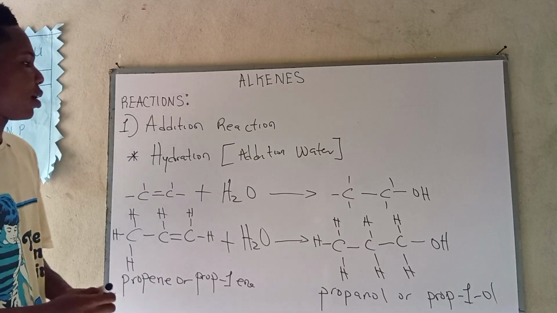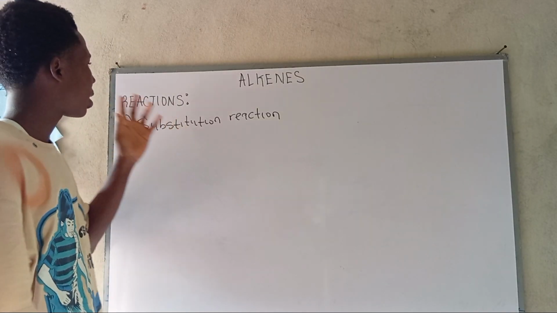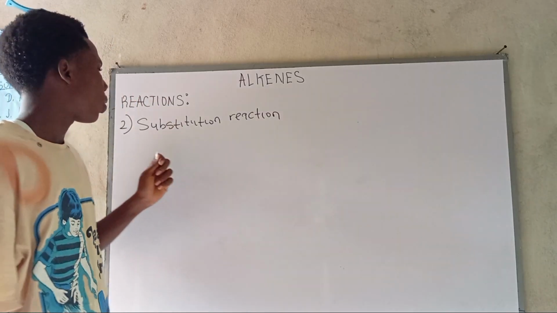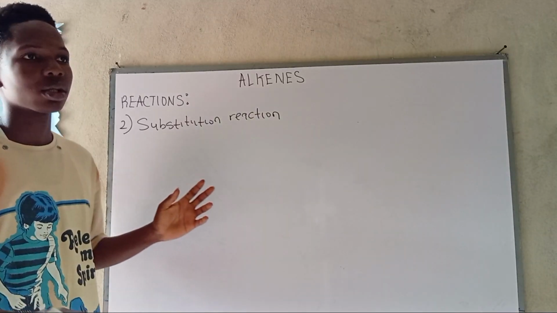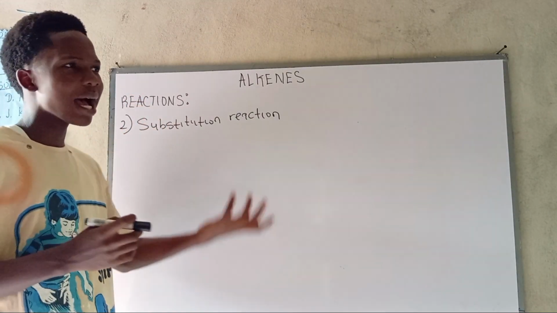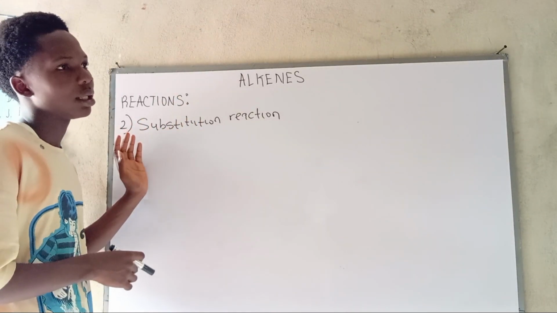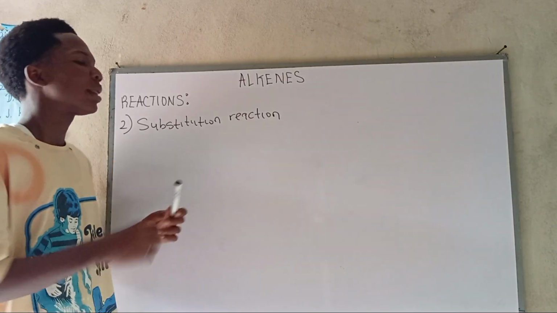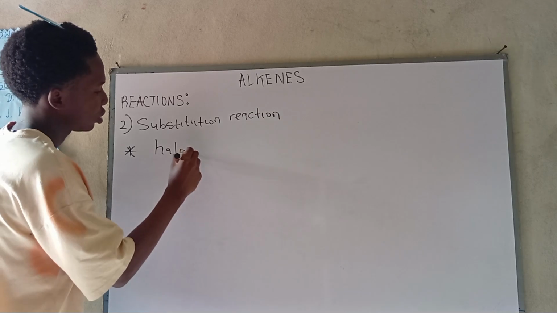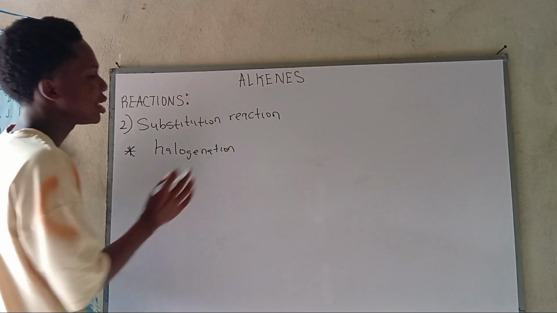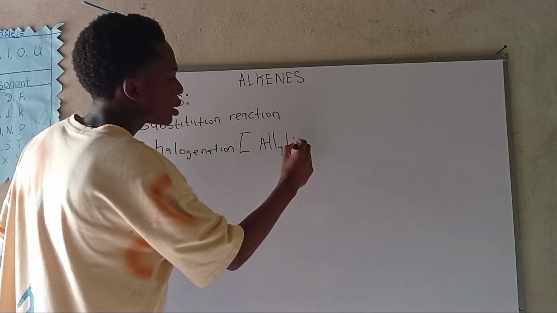Now this is the final addition reaction. Alright guys, still looking into reactions of alkenes, we are now going to be looking into substitution reaction. We are going to talk about halogenation. We talked about halogenation earlier, but this halogenation is different from the other one, with a very slight difference. This type of halogenation is a substitution reaction, also called allylic substitution.